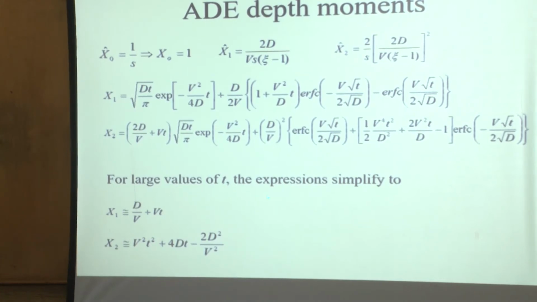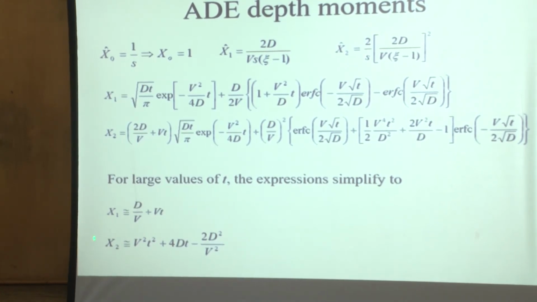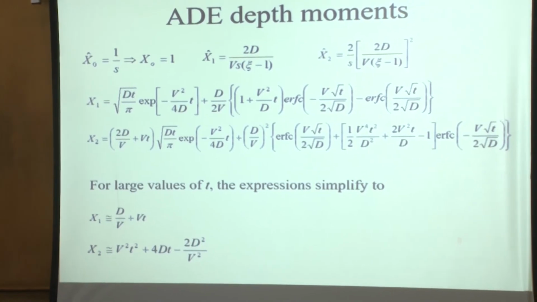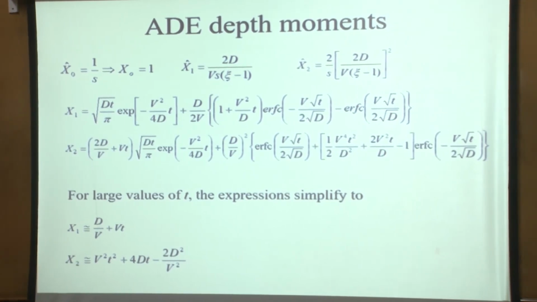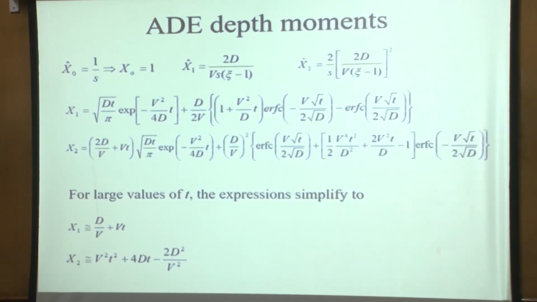For large values of t, whatever we think is large, these will simplify to something that looks like this, which essentially means that after sufficient time, the rate at which the plume will move forward, according to the first moment, is going to be proportional to time. The proportionality constant is velocity. No surprise over there, because that's how we think the plume should move. But that velocity is not realized immediately. You have to wait for some time. Similarly, the variance, or the second moment, x sub 2, is going to look like this after sufficient time. And then if you were to do the variance, that would look like something like 2Dt, but after a long time.